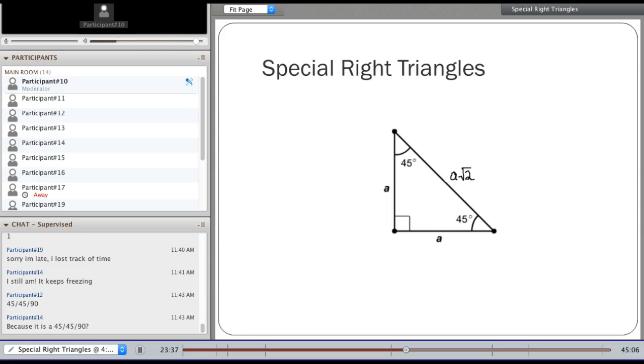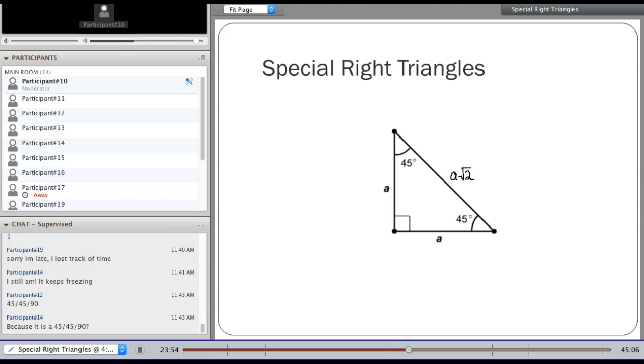Okay, so just remember 1, 1, square root of 2, and remember that the square root of 2 is going to go across from the hypotenuse because square root of 2 is bigger than 1. All right, so let me give you another example. Let me give you two examples. We'll do these in different colors.